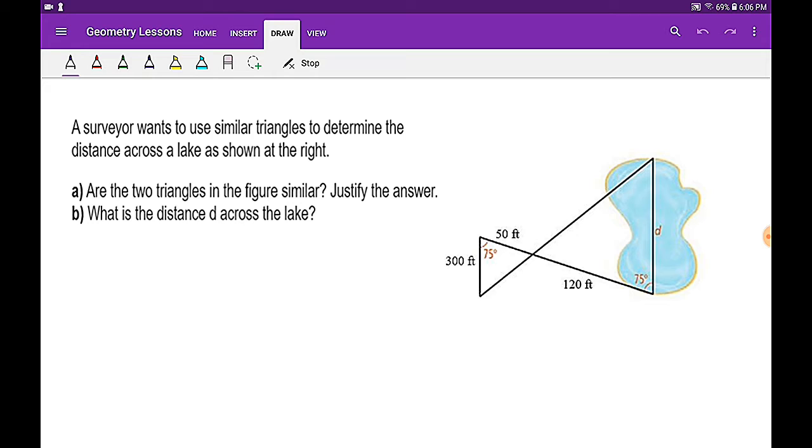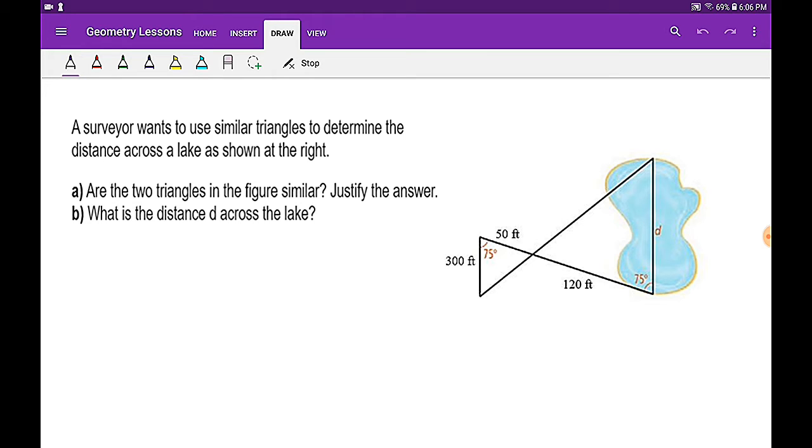locations. In this problem, for example, instead of swimming across the lake to find the distance D across the lake, the surveyor wanted to use the properties of similar figures. But first of all, we need to establish that the two triangles you're basing your measurement on are similar. Now let's do number one, part A.